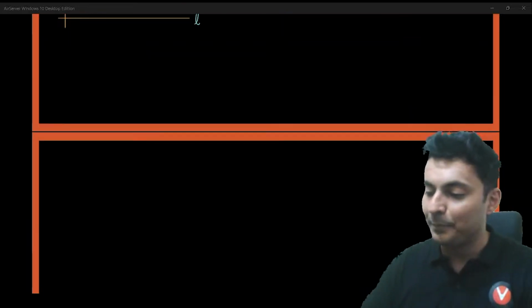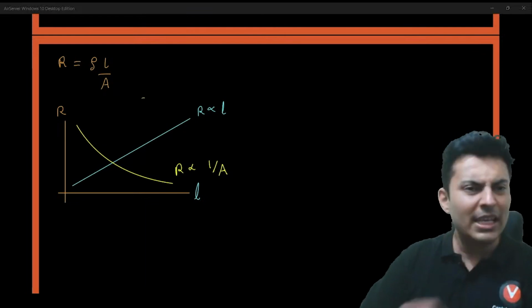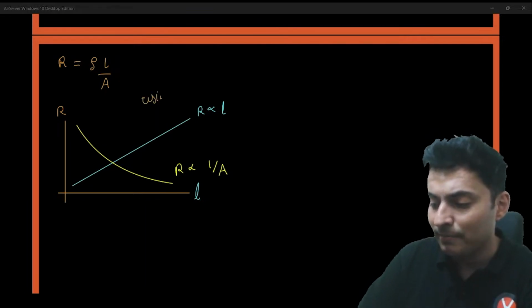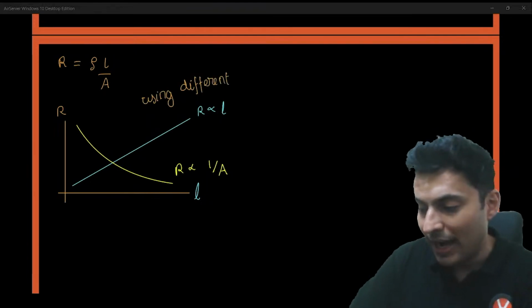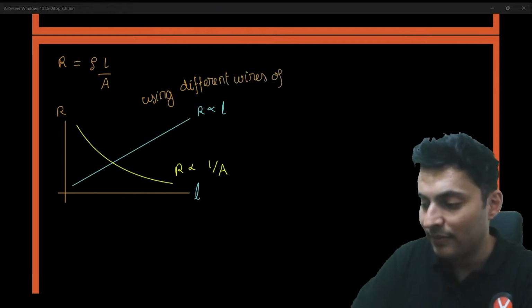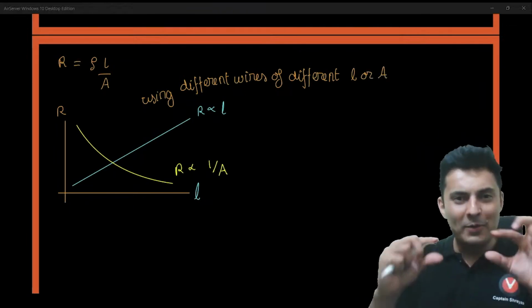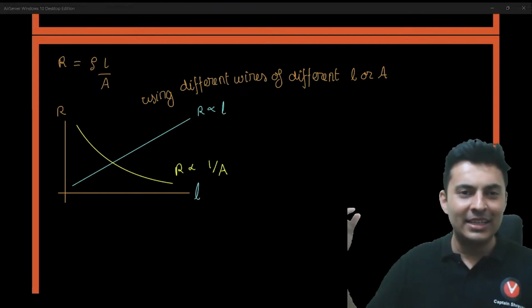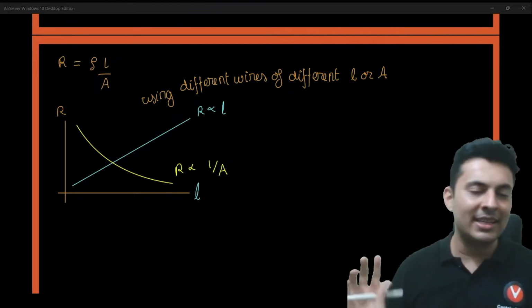What do I mean by that? See, here when I wrote R is rho L by A, I'm saying resistance is directly proportional to length. Here I'm using different wires of different lengths or areas. I take a copper wire of 1 meter length, a copper wire of 2 meter length, a copper wire of 3 meter length. And for each wire, I see the resistance. I see more the length, more is the resistance.